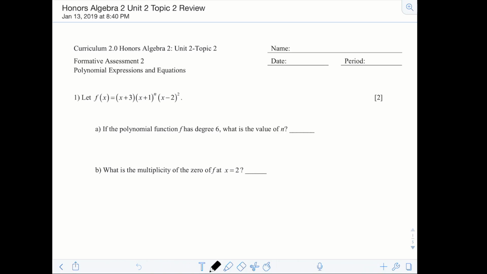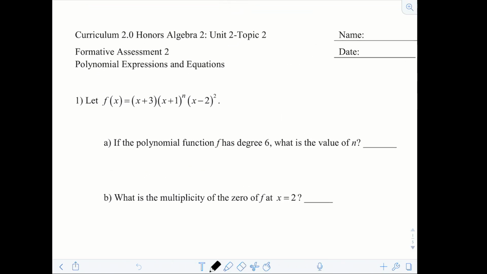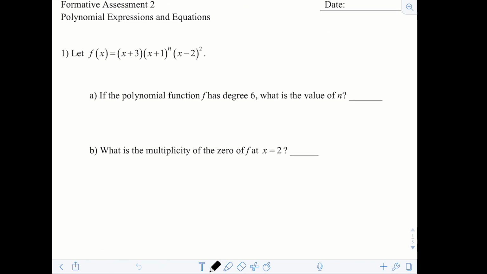All right, so I'm working with the last one in the packet, so Algebra 2, Unit 2, Topic 2 review. A lot of twos. So it says let f of x be equal to (x plus 3)(x plus 1) to the n power (x minus 2) to the second power. So it says if the polynomial function f has a degree 6.